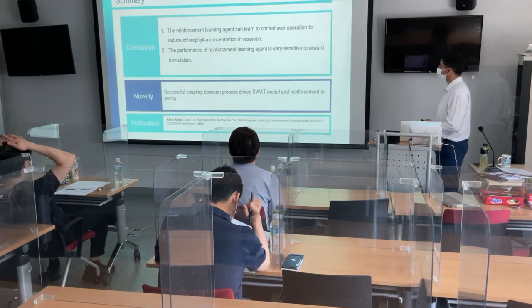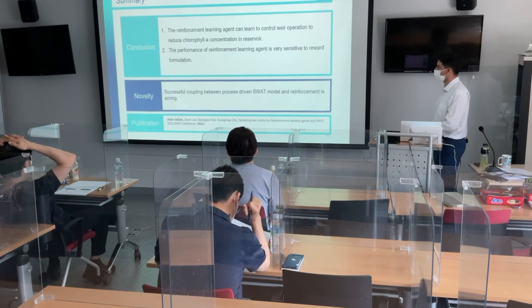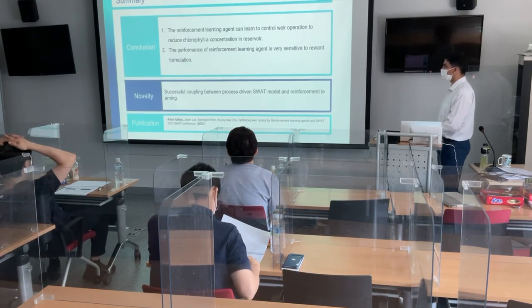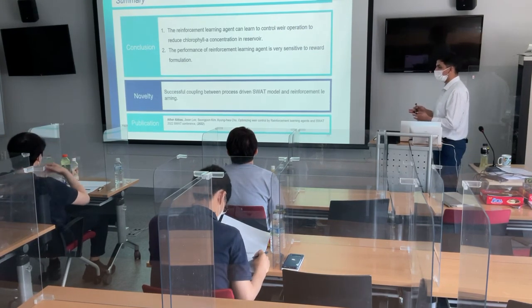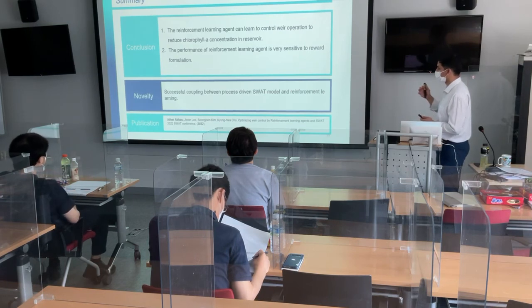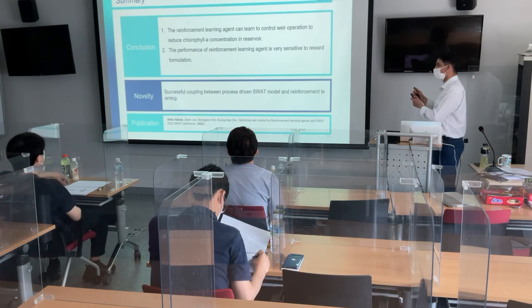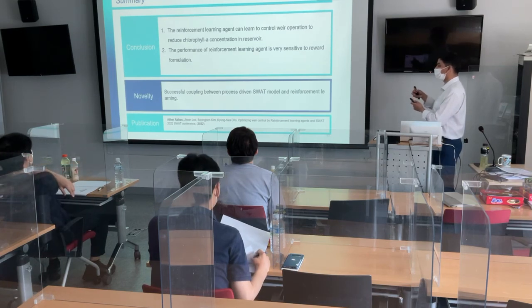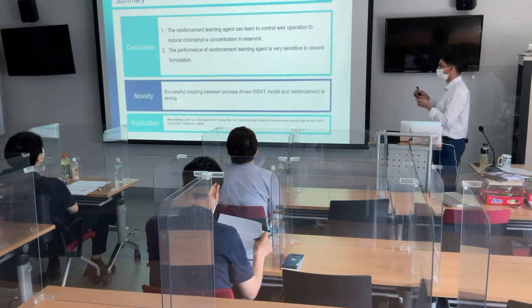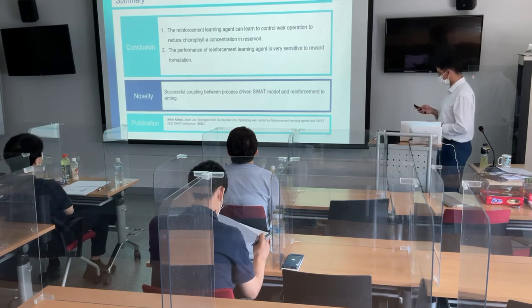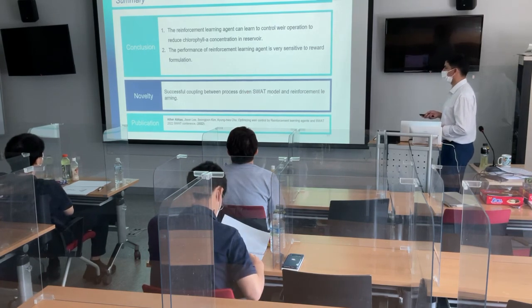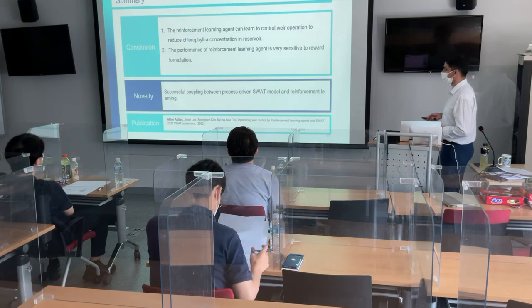So the overall summary of this study was that we showed that we can train an agent which can learn how much outflow should be given out from a reservoir to improve the water quality. And the novelty of this study is that we showed the successful coupling of SWAT and reinforcement learning.